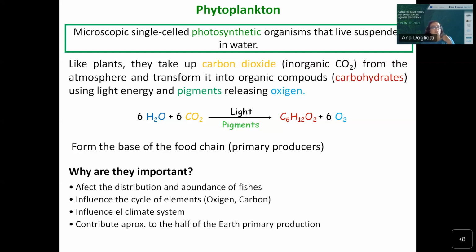Why are they important, and why do we study them? Mainly because they affect the distribution and abundance of fishes, and they influence the cycle of elements, as I mentioned, oxygen and carbon. In this way they influence the climate system, as you will see in future modules of this series of webinars. They contribute approximately half of the Earth's primary production, so it's very important to study them.